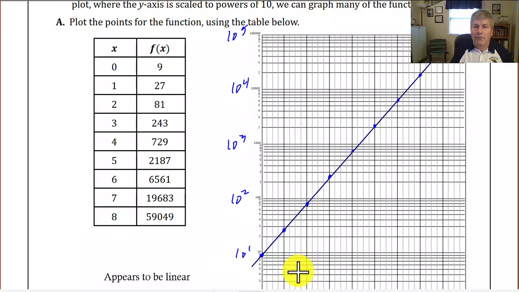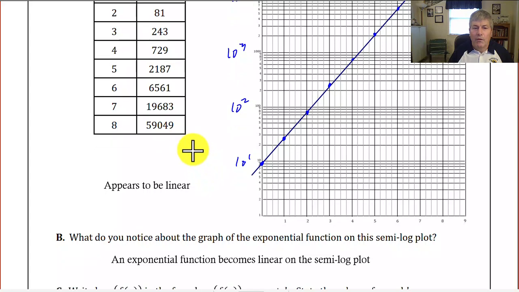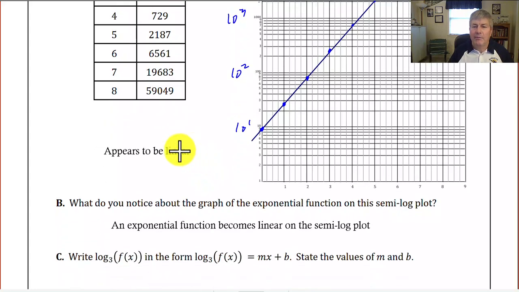and that appears to be linear. So what do we notice about the graph of the exponential function on this semilog plot? An exponential function becomes linear on the semilog plot.